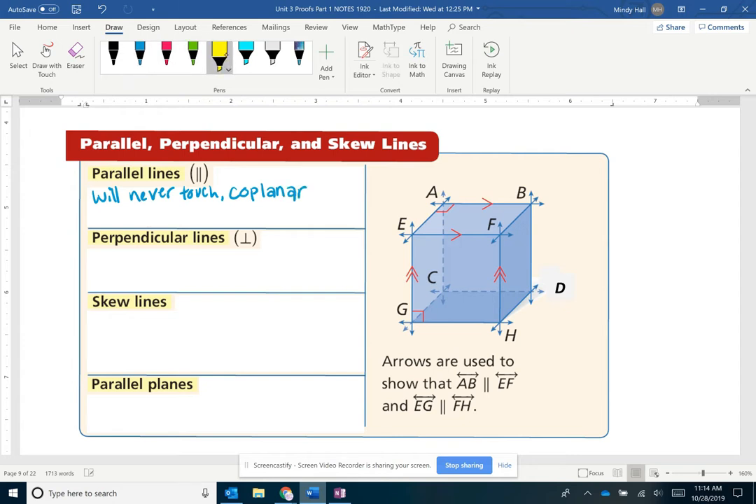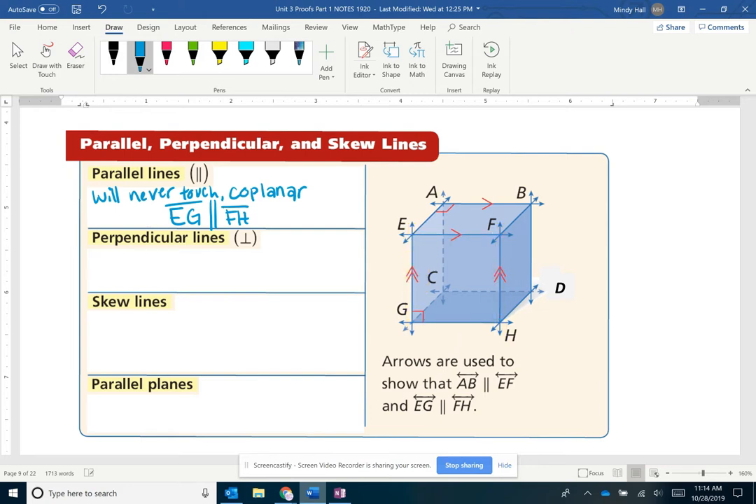So if I had, let's say, EG, that would be parallel to FH, and you notice they have the little parallel symbols right there with those arrows. So we would say EG is parallel to FH. Okay, and notice they are also on the same plane because they make the same 2-dimensional shape.